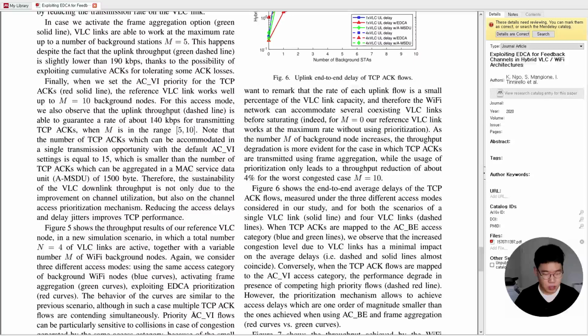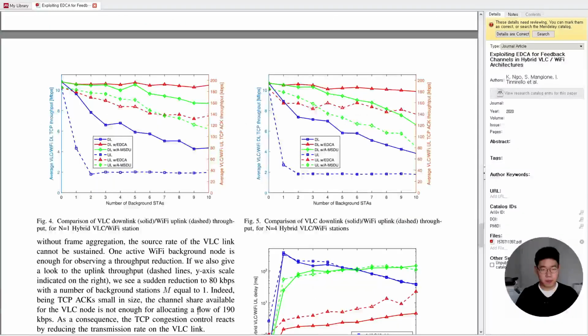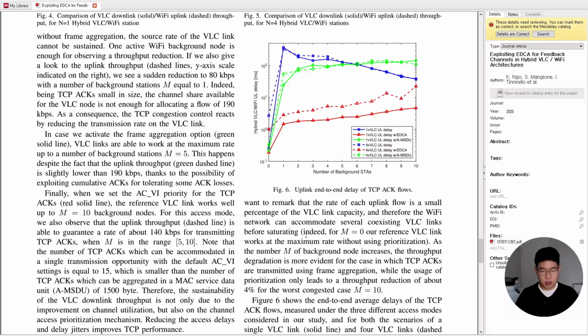Priority HVI flows can be particularly sensitive to collisions in case of congestion generated by the same access category because of the small contention window values used in contention. Figure 5: comparison of the VLC links (solid) and Wi-Fi uplink (dashes) throughput for 4 hybrid VLC Wi-Fi stations. One remarks that the rate of each uplink flow is a small percentage of the VLC link's capacity, and therefore the Wi-Fi network can accommodate several coexisting VLC links before saturating.